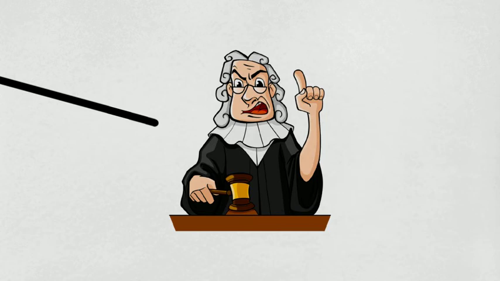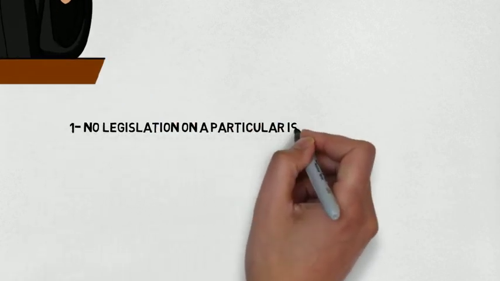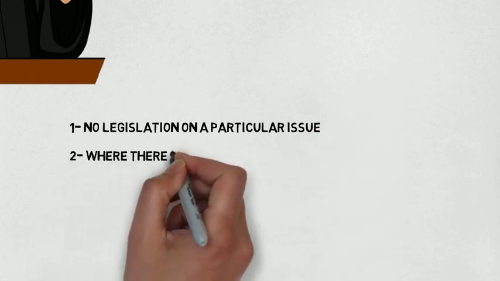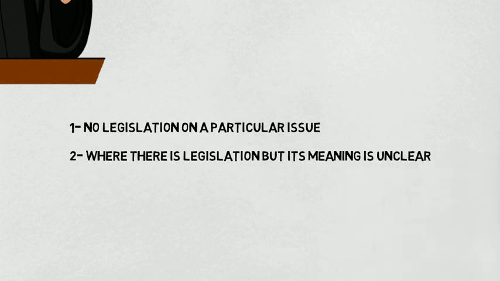Now, judges make law in two main situations, mainly where there's no legislation on a particular issue or where there is legislation and the meaning is unclear. Now, when judges and courts make laws, they do so according to long-standing traditions and principles, and they will cite those, and you will see those, as I said, in those drama-type programmes.